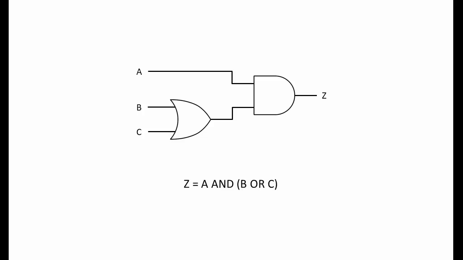And here's the solution. This time you can't get away without the brackets. You can clearly see in the diagram that the output of B or C is fed into the AND gate along with A. But because the OR operation has a lower priority than AND, it must be written in brackets. But this is a valid alternative.